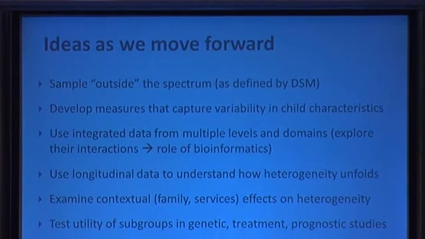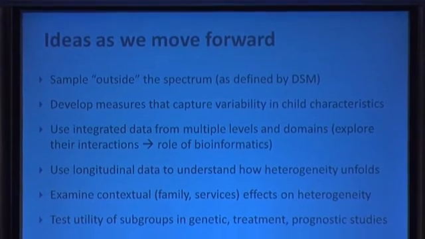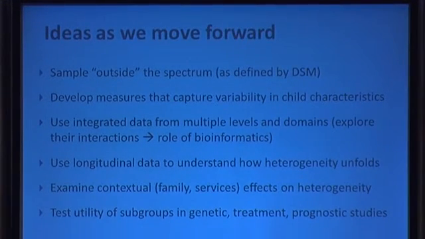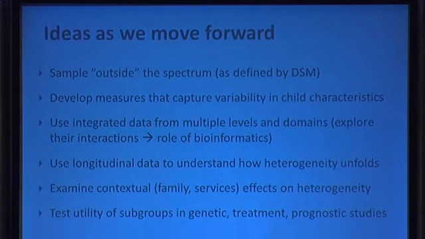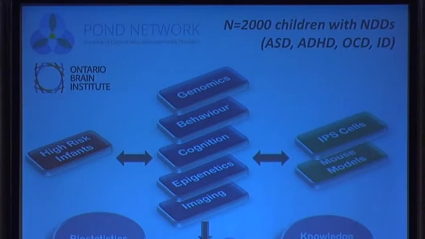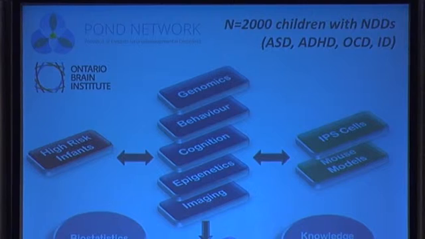We need to test the utility of these subgroups. So we derive empirically different subgroups, different subtypes, but can these subtypes, can these subgroups be used to predict either genetic causes, response to treatment, or longitudinal and prognostic outcome? And this is exactly what we are doing with this new project.